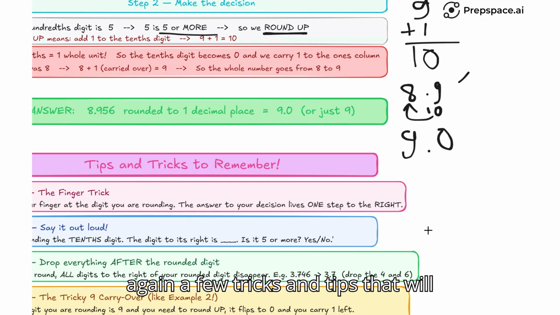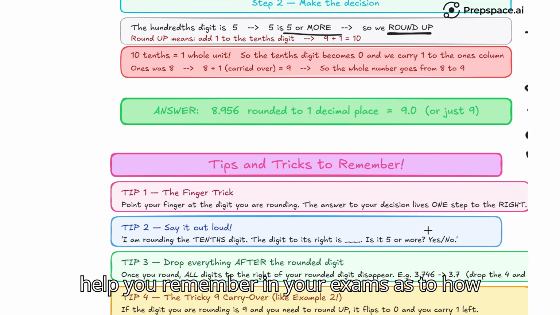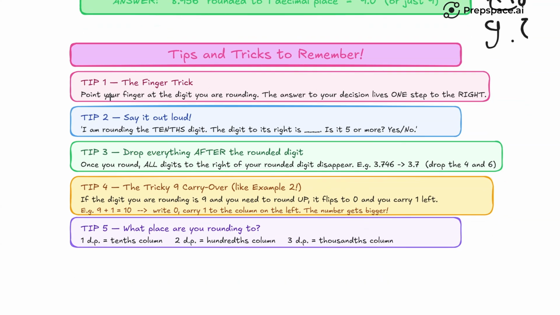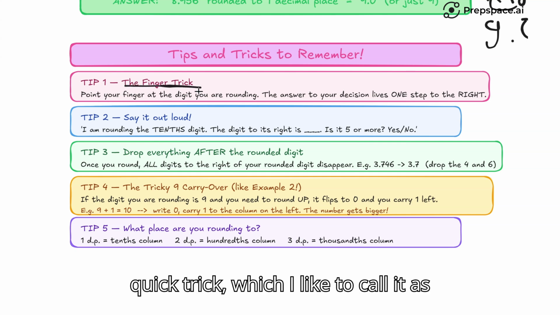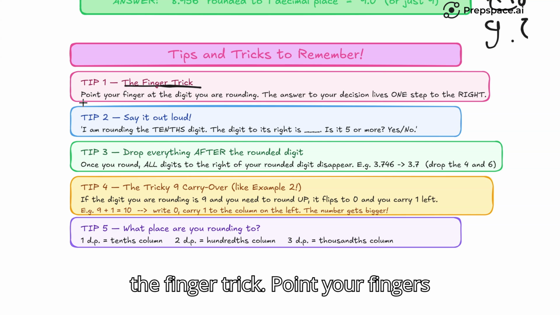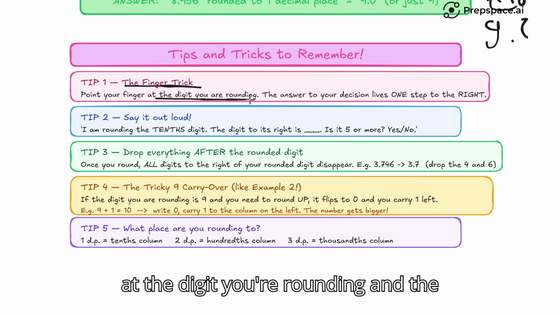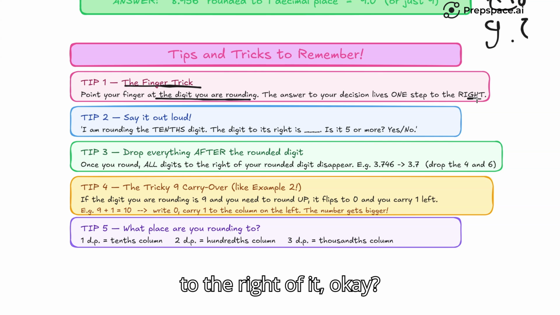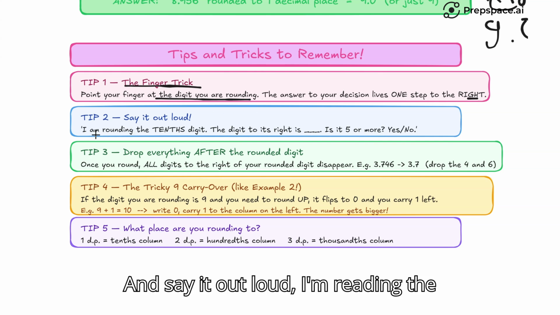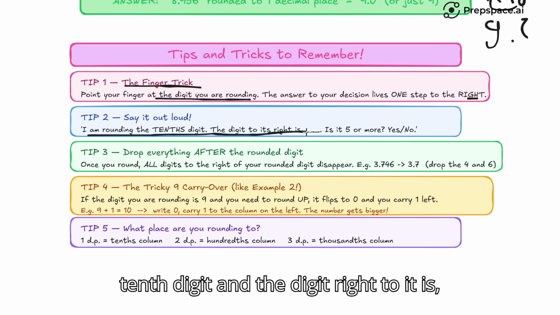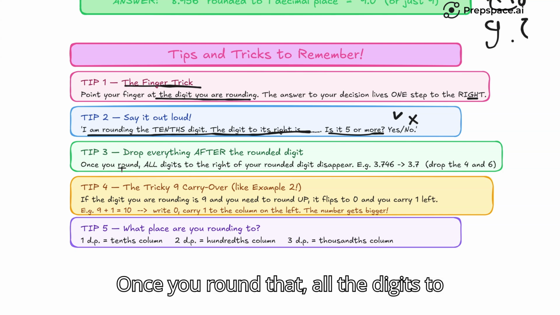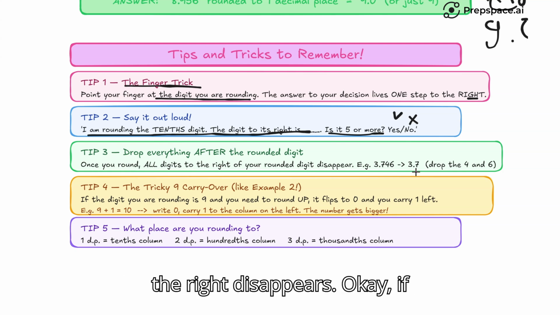Okay, here are a few tricks and tips that will help you remember how to solve rounding questions in your exams. Here is one quick trick, which I like to call the finger trick. Point your fingers at the digit you're rounding and the digit to the right of it that decides. And say it out loud: I'm reading the tenths digit, and the digit right next to it, is it 5 or more? Yes or no? Once you round, all the digits to the right disappear.